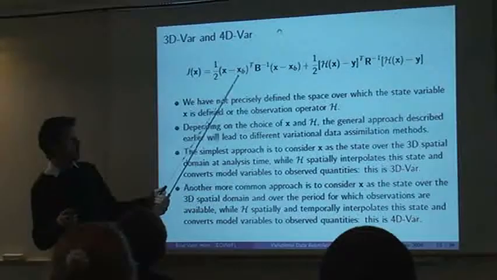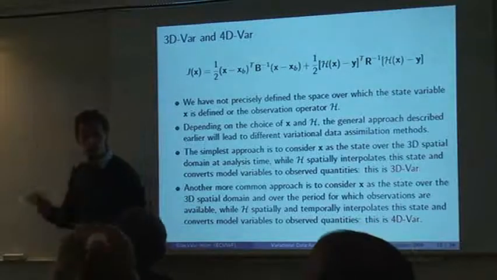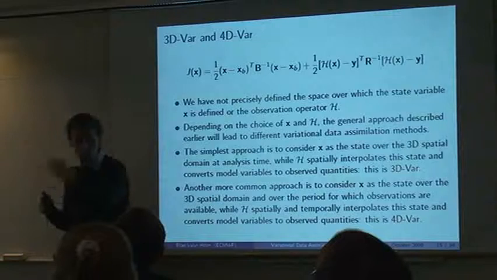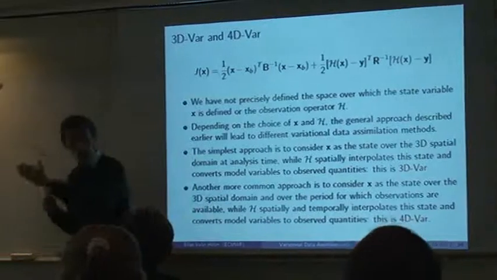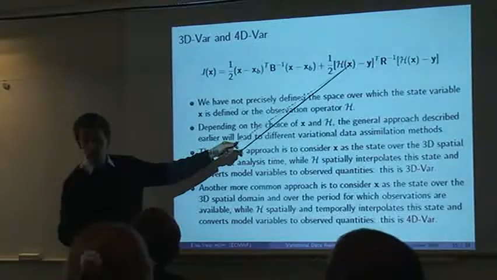Okay, you've got the background. And how do you get to the observation? Observations are valid at different times. You need to evolve your background to the observation time. How do you do that? You use a model. So this will actually be M of X_b in here.